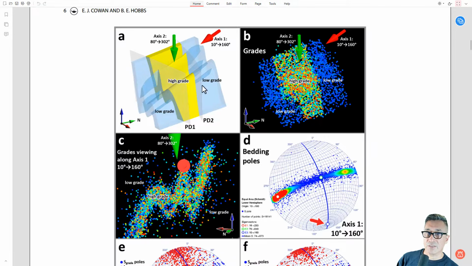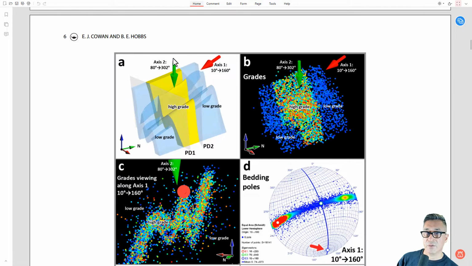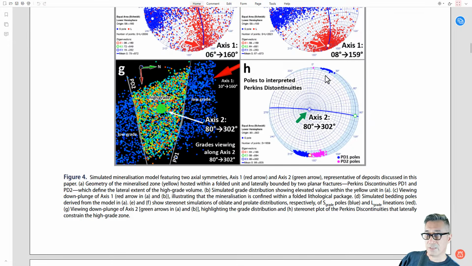But if you analyze the fractures themselves, they have a different symmetry. So that's indicated by the green arrow. The intersection line, basically, of these two fractures is parallel to the green line. Whereas the plunge of the fold system, as indicated by this folded unit that's mineralized, is indicated by axis 1, which is colored in red. So you have two different axes representing two different structural events. And the mineralization is after axis 2 event. So this is a stereonet of these fractures, these Perkins discontinuities, plotted in a stereonet.